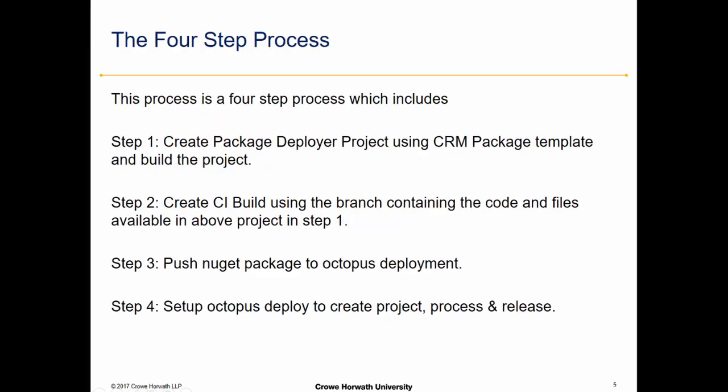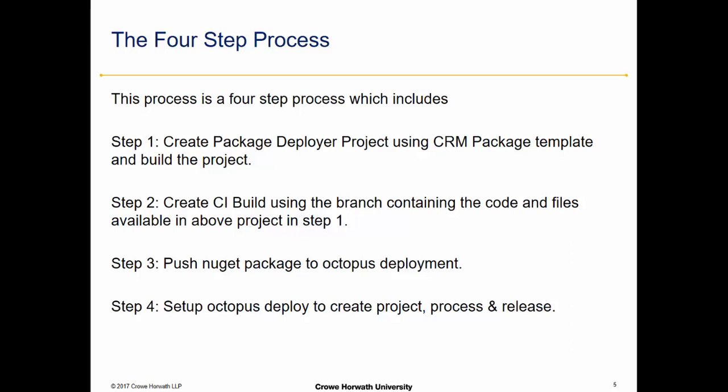Now let's talk about the process. This is a 4-step process which includes the creation of the package deploy project using CRM templates. Once we create this project in the Visual Studio, then we need to build that project. After that, we need to create a CI build. That CI build will automatically build this solution or the project and push everything in the form of the NuGet package to the Octopus server.